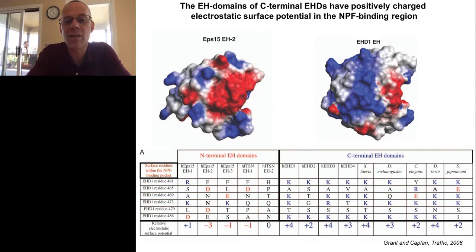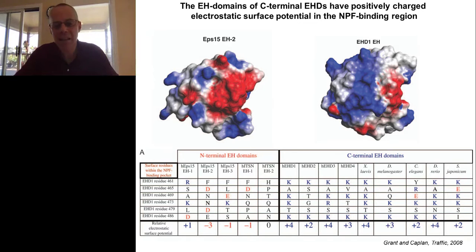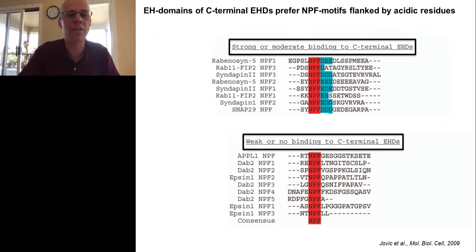When we look at the C-terminal EHD proteins, EHD1, 2, 3, and 4 on the left, and then the Xenopus, Drosophila, C. elegans, zebrafish, and Schistosomula EHD proteins, we find each of the EH domains there have very strongly positively charged residues. And that all led us to hypothesize something very interesting based on another observation that we had made.